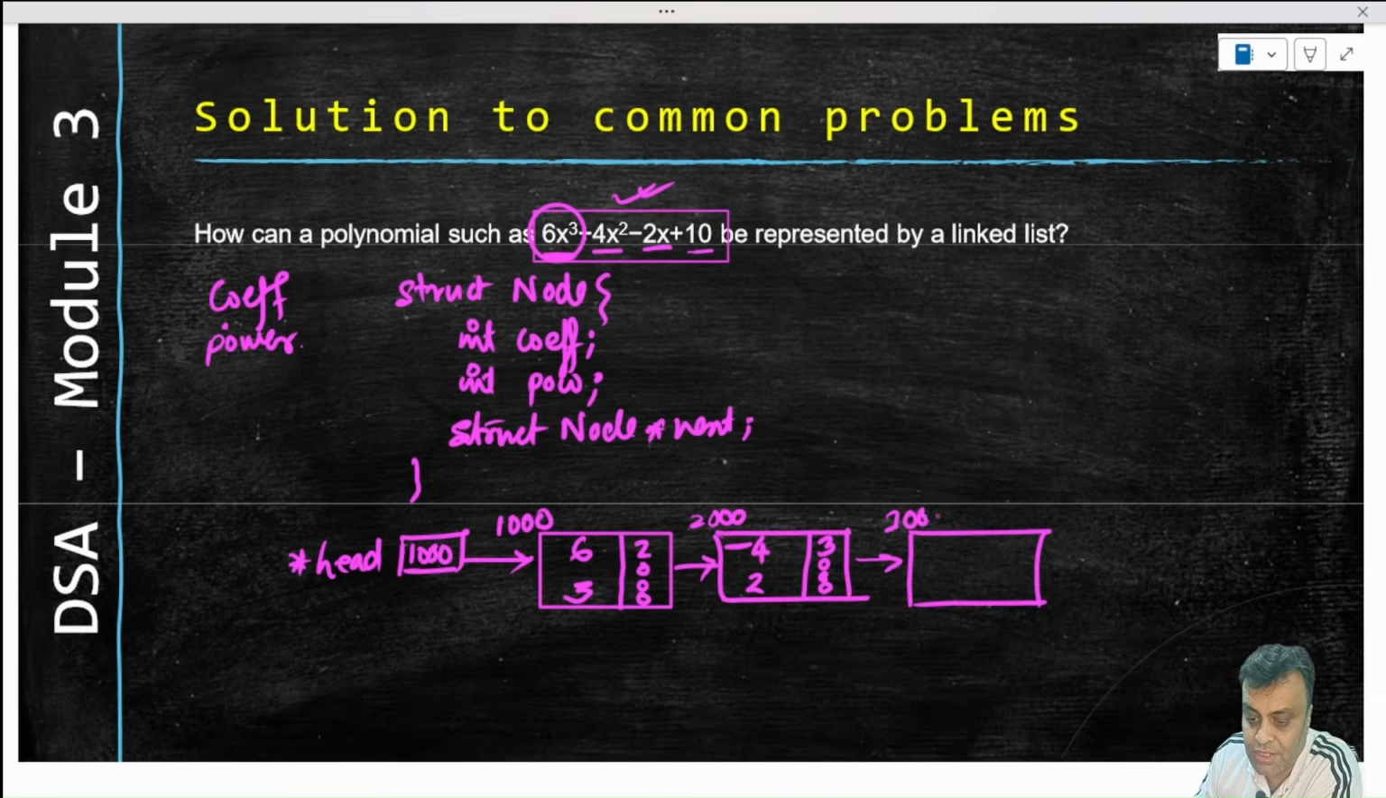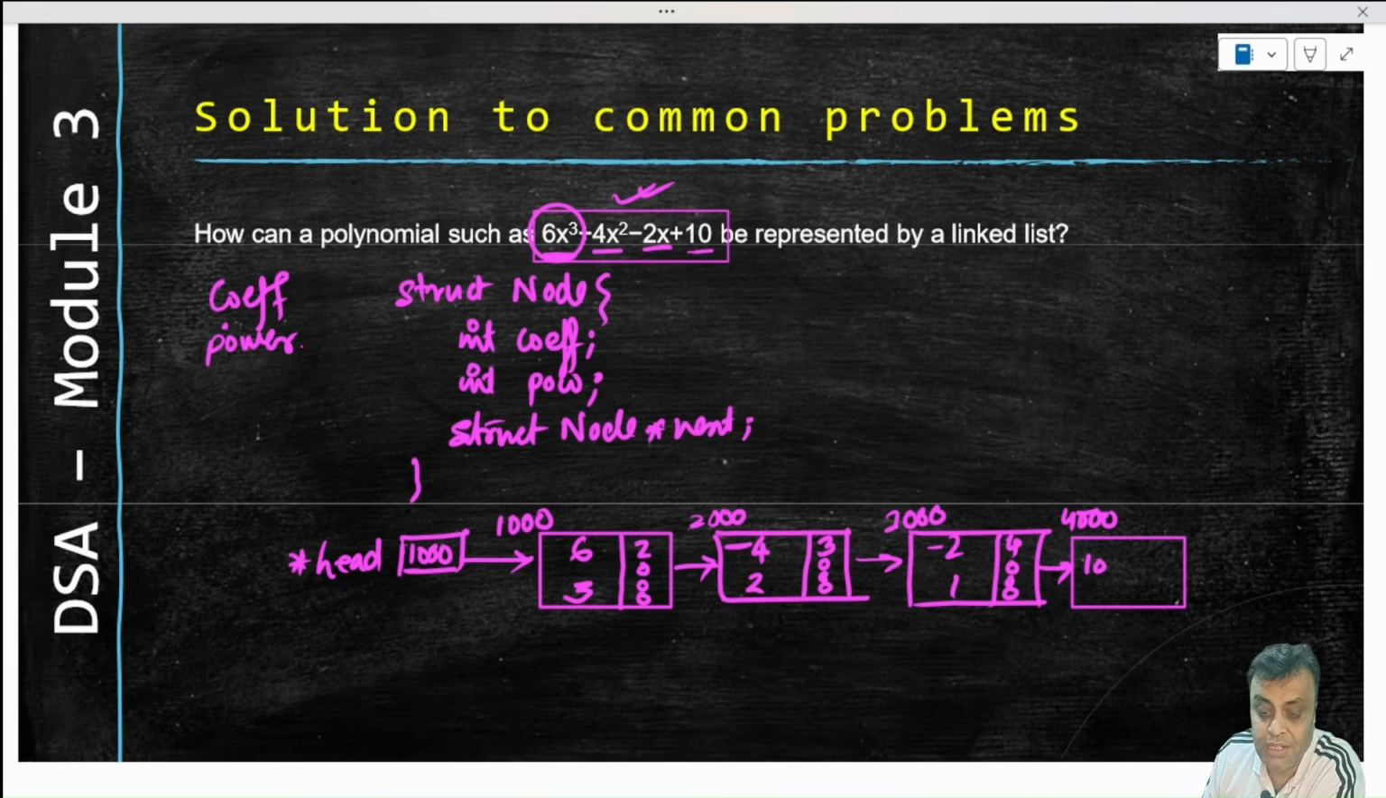So in that 3000 address we will store minus 2 again. X has a power of 1, so we will store 1, and then we will store 4000, and then the last term we will store is 10, and this is at 4000. And when we store this 10, what is going to be my power? Anything to the power 0 is 1, so my power is 0. 10x to the power 0.